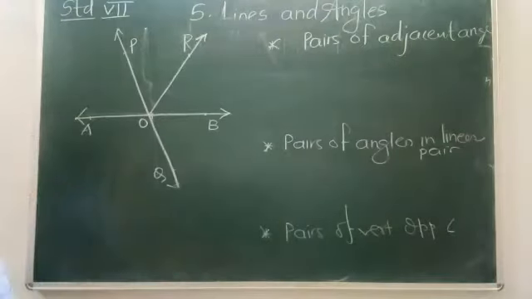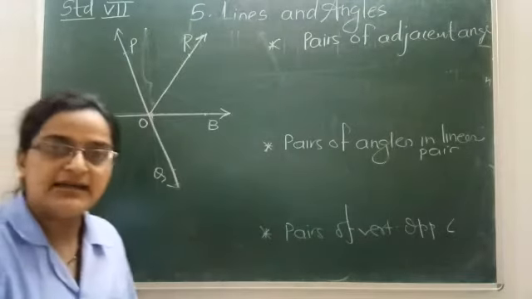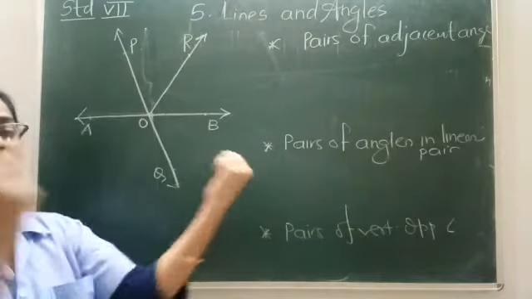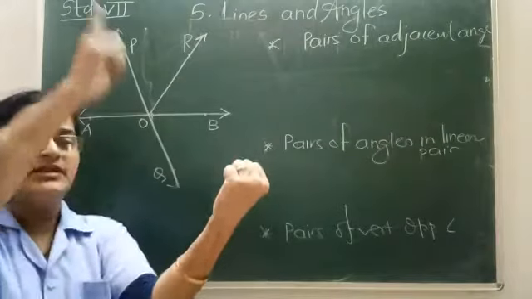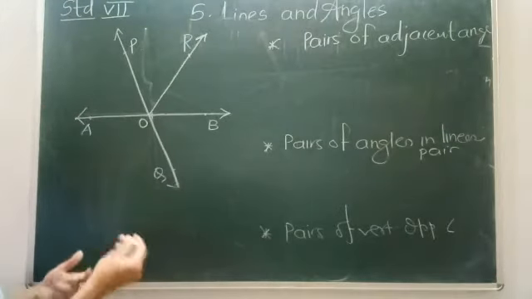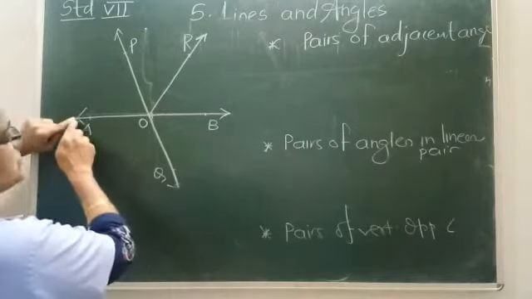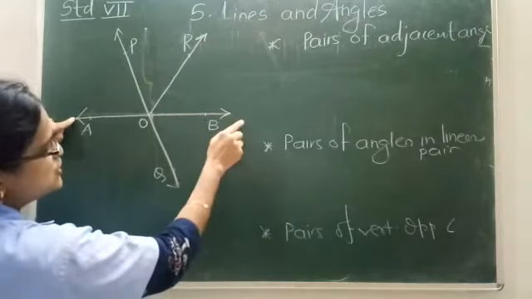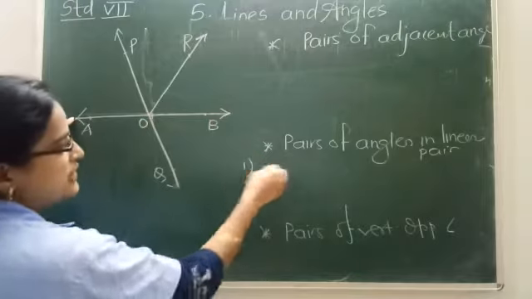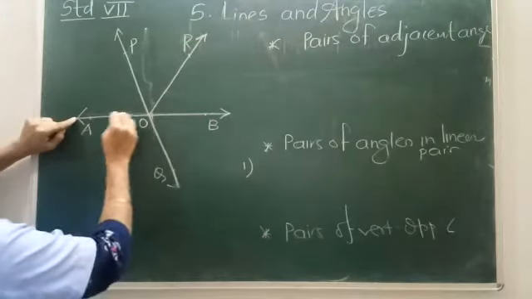Pairs of angles in linear pair. What is meant by angles in linear pair? Uncommon arms should form a straight line and one arm should be common. So let me see first the straight lines over here. Easily I will get the angles in linear pair. Now this is one straight line. How can I write the angles in linear pair over here?